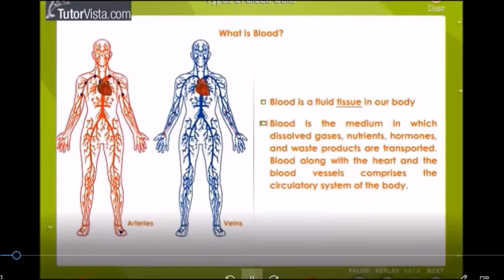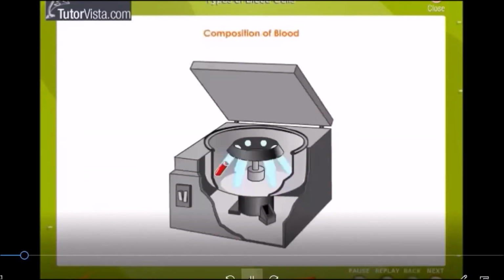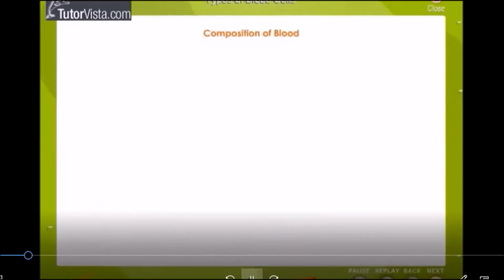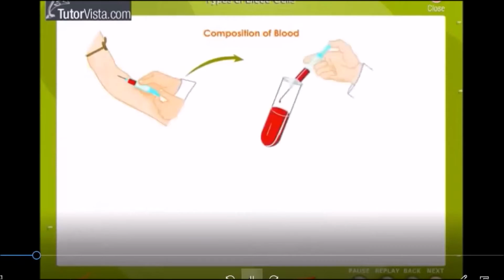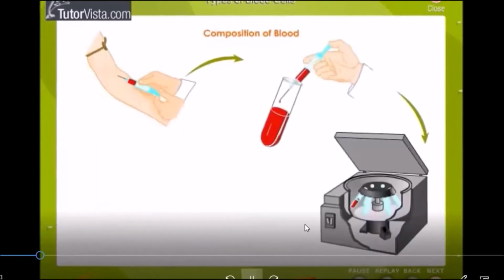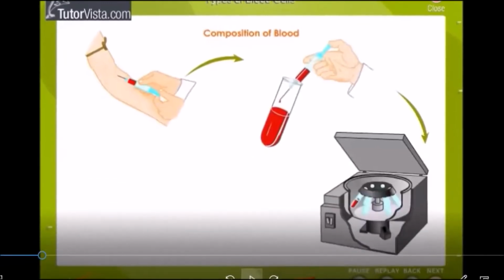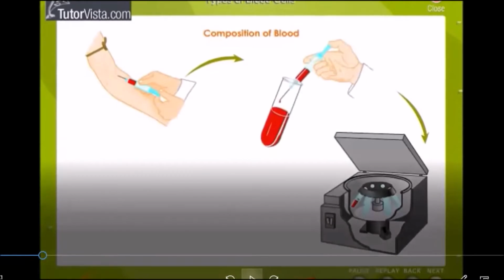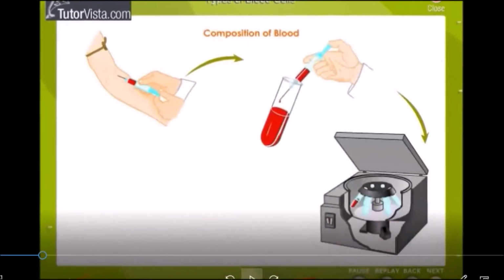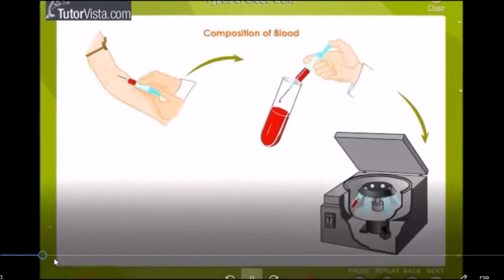To understand the main composition, you need to first understand the method of finding the composition. That is done by collecting a sample of blood, transferring it into sterilized test tubes, and centrifuging the blood samples. As I told you before, centrifugation is a method by which you separate out the components of a fluid or a liquid based on their sizes or densities. So when we centrifuge it, after that we observe the components under the microscope. So here's what we have found as a result.